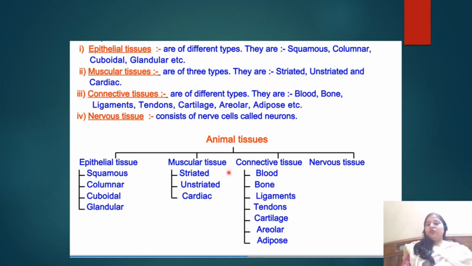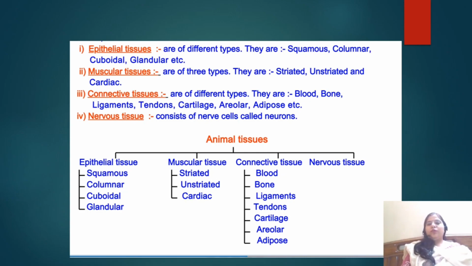Now muscular tissues are further classified as striated, unstriated and cardiac muscle. Striated muscles are the skeletal muscles. Unstriated muscles are the smooth muscles, and cardiac muscles are generally the muscles of the heart. Then connective tissues: we have blood, and lymph is also a connective tissue. Bone, ligament, tendon, cartilage, areolar and adipose connective tissues. Then we have nervous tissue. Nervous tissue is the longest tissue, right?